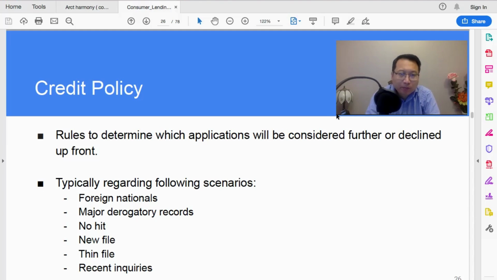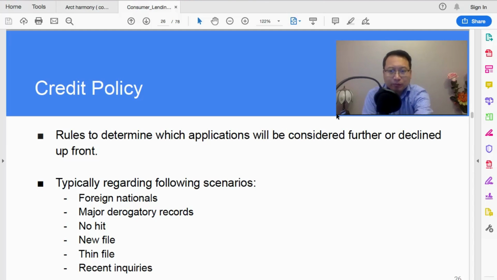Recent inquiries. What happens if we have a customer who has 10 inquiries in the past 6 months? Obviously the consumer is shopping for credit. Usually that's a sign that the consumer is a little bit desperate. So many banks have policies that if we are over, let's say, 6 or 7 inquiries, we will not evaluate you further. So these are just some examples of what could go into a credit policy.